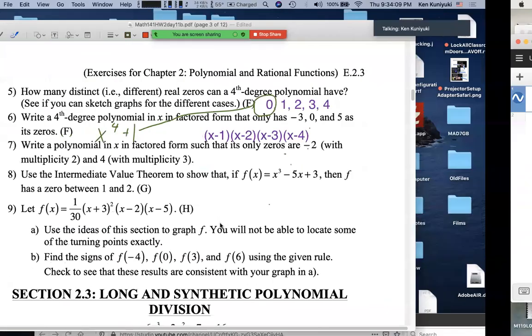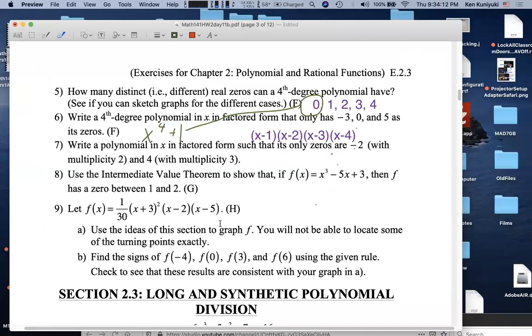All right. That's a good theory question. Oh, yeah, and see if you can sketch graphs for the different cases. So you demonstrated that. Question number 5.